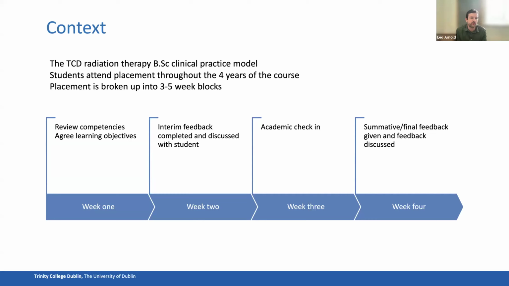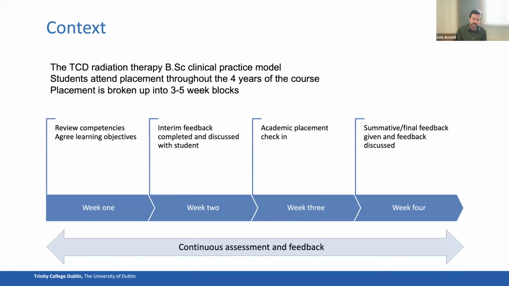That said, to give a brief overview of what a typical clinical placement looks like for our undergraduate Trinity RT students here. So students attend placement throughout all 4 years of the undergraduate course here at Trinity. And the typical placement block is broken up into 3 to 5 week lengths. So here you can see that in a typical 4-week block, throughout the actual placement itself, there is regular formalized feedback that students are given. But as anyone who has supervised in the clinical environment knows, students are constantly being assessed and provided with feedback when they're in the clinical environment.